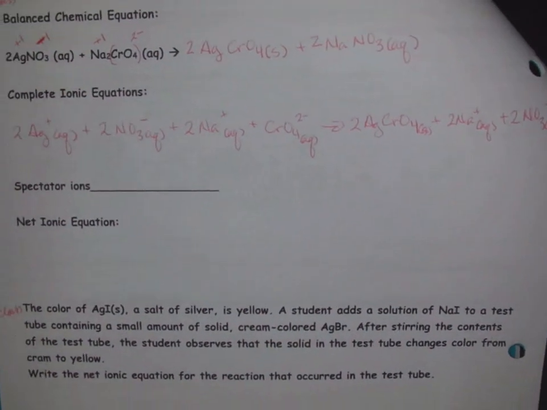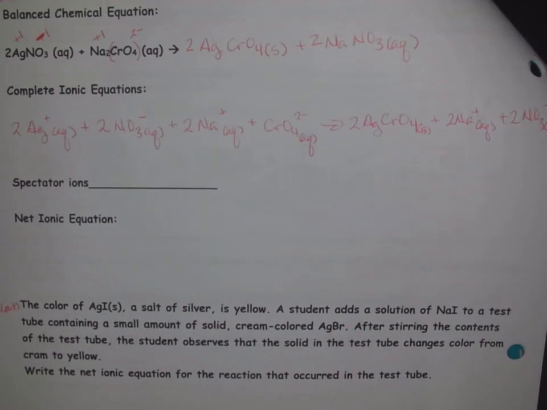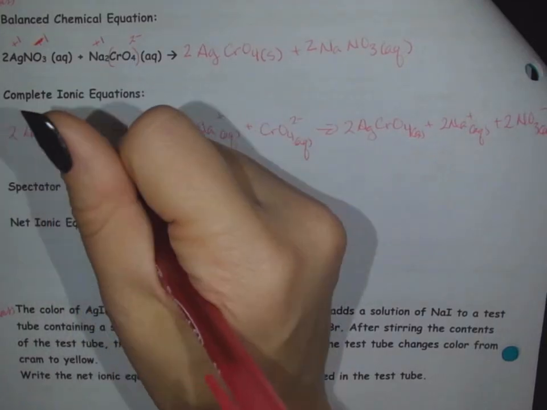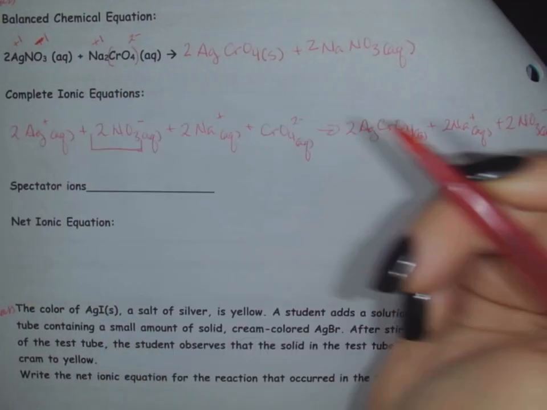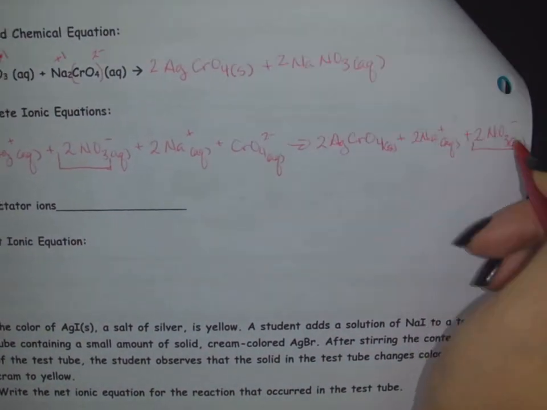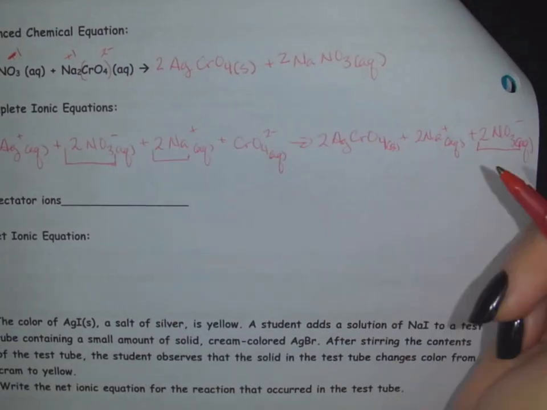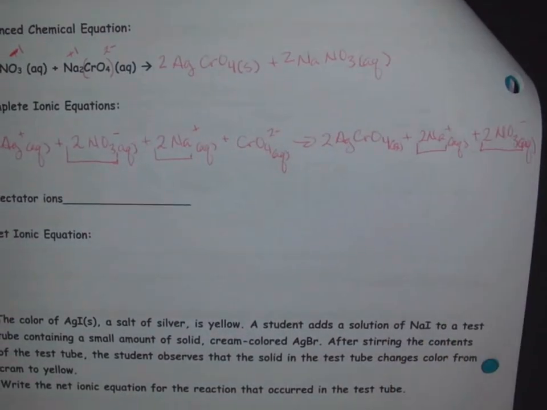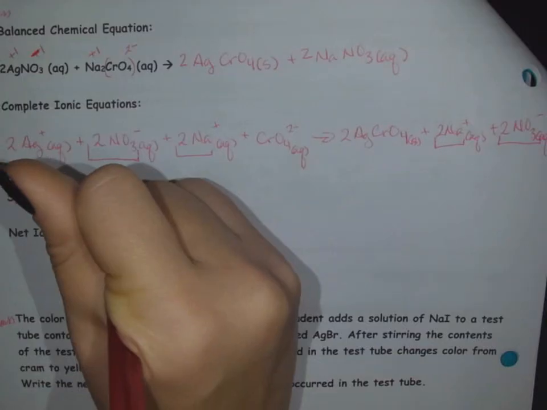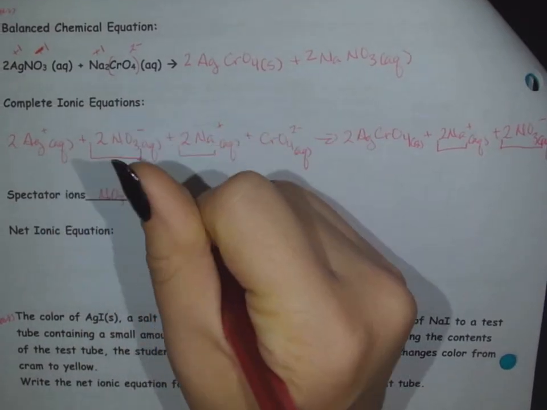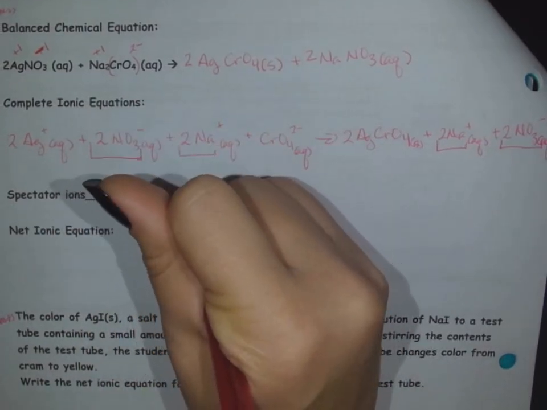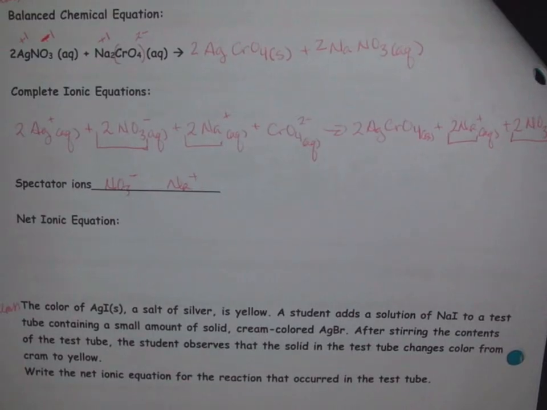Okay, it's a lot. What are the spectator ions? They're the ones that are showing up on both sides. And I'm seeing nitrate, and seeing sodium, and sodium. And so nitrate was a spectator ion. It was there in the beginning and it was there in the end. And sodium was a spectator ion.